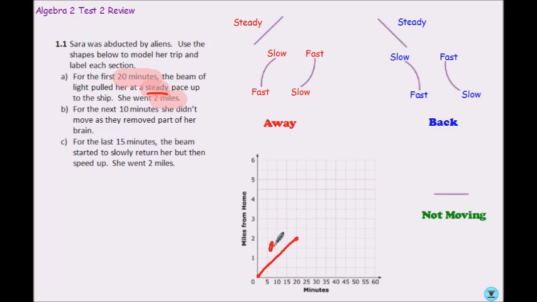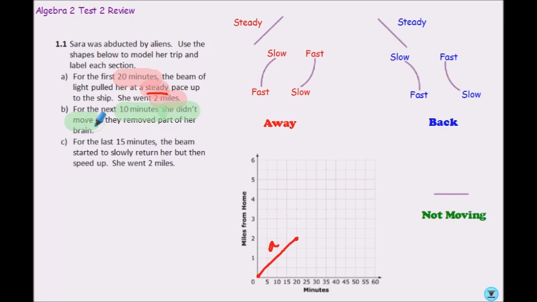And this would be A, the first section there. All right, so let's look at B. Now what it says is that she went for the next 10 minutes. Let's take a look here. So for the next 10 minutes, she didn't move. Poor Sarah was getting her brain taken out. So she's on the operating table.